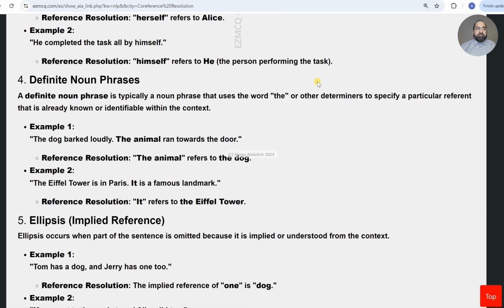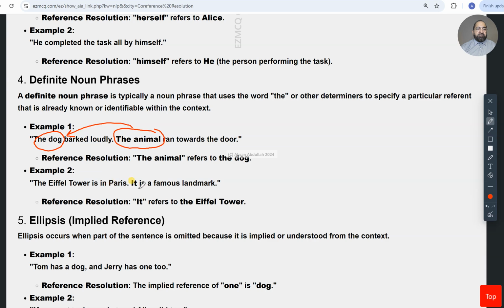Definite noun phrases. A noun phrase that uses the word the. So the means that we are specifically mentioning something, or other determiners to specify a particular reference. The cat is a specific cat. A cat is not a specific cat. So let's look at it. The dog barked. The dog barked loudly. The animal ran towards the door. So we are referring to a specific animal, and that specific animal is the dog.